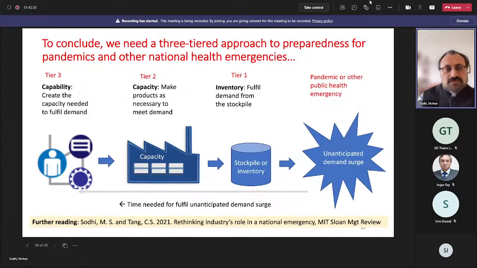So let me conclude by saying we need a 3-tier approach to preparedness. We do need to prepare. The pandemics are coming, whether we like it or not.